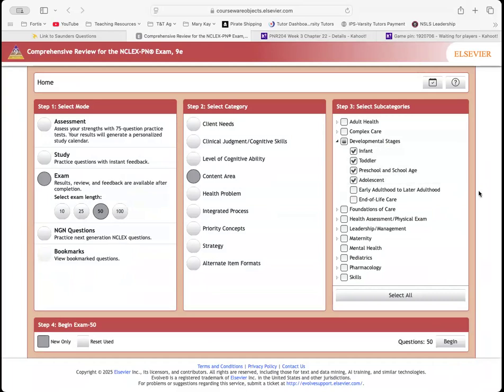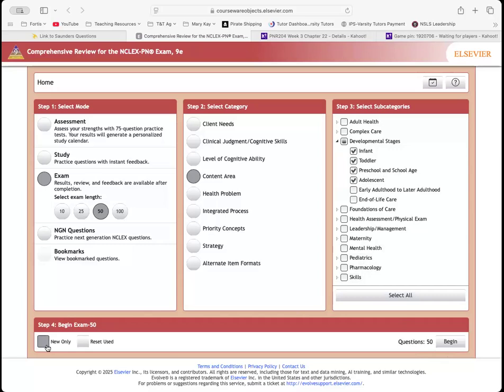So depending on where you are in your program, you may have done some of these questions already. So this number at the bottom might not be 50. So if that is you and you've chosen everything correctly, but you don't have 50 questions here, you need to make sure that you do step 4.